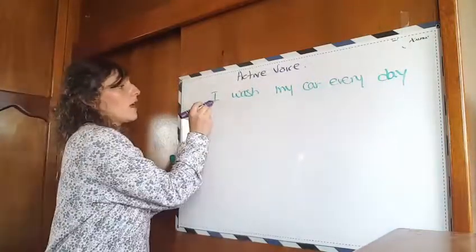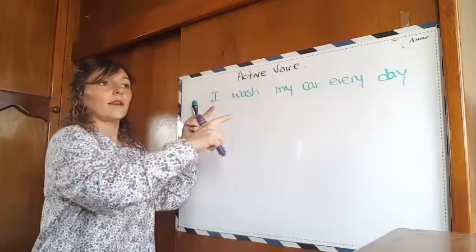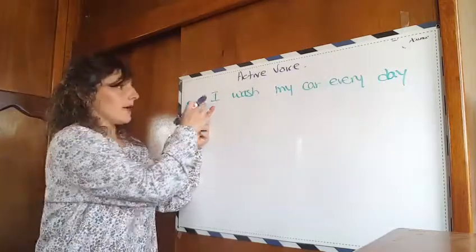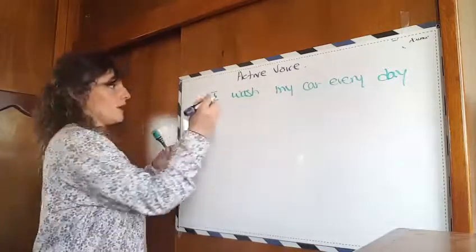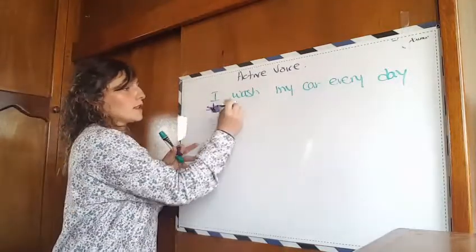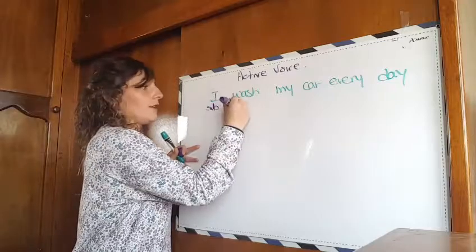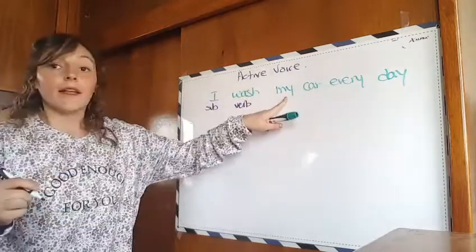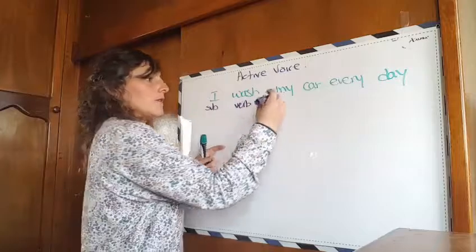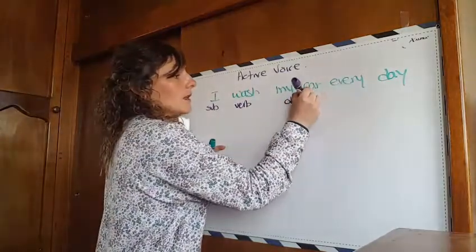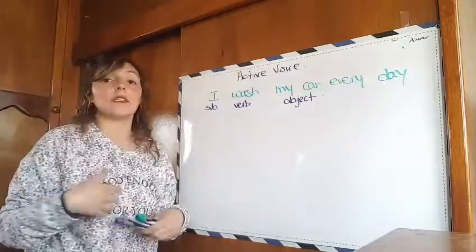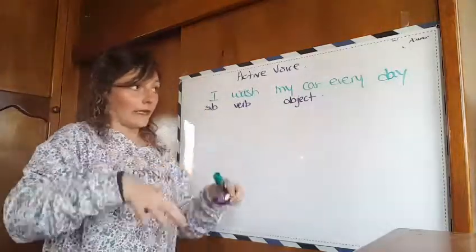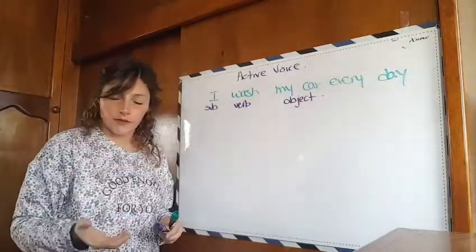Why? Because the subject in my idea is active. My subject does an activity in the present, okay? So I is my subject, wash is my activity or my verb, and my car receives the activity, right? So this is my object. Now, this is active voice because the subject is active, does an activity, and in this case, in the present.